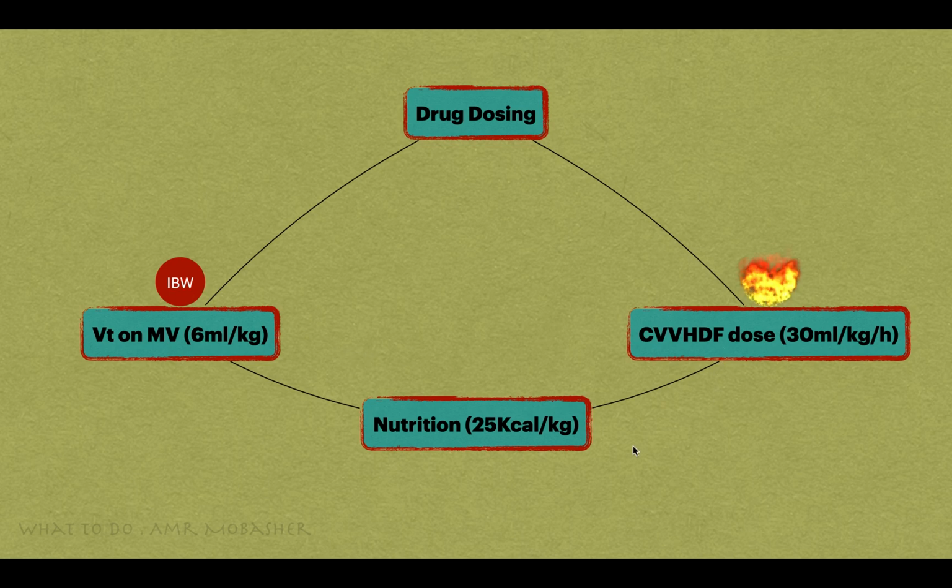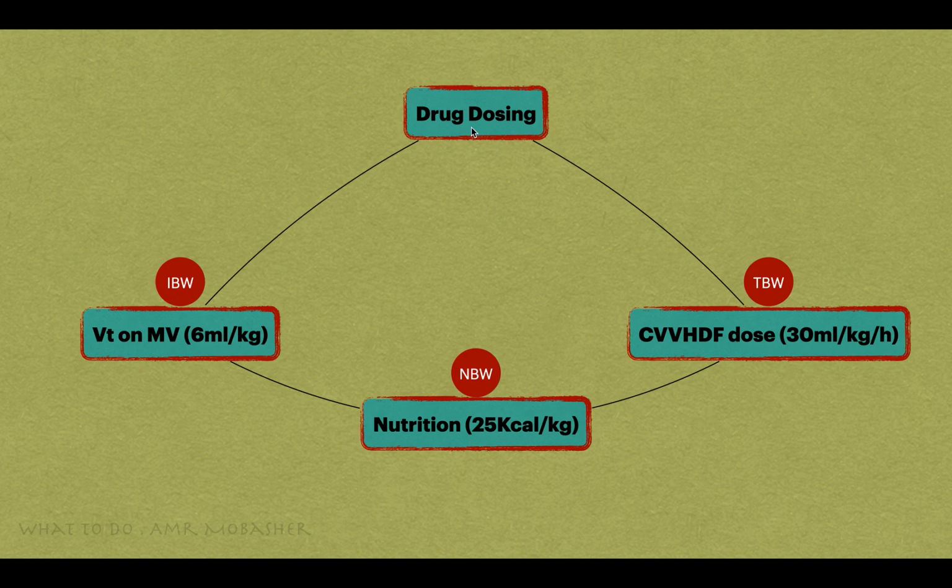For hemodialysis dose, it's still a debatable part whether to use ideal or total body weight, but most hospitals use total body weight for the CVVH dose, because we need to clear the whole body volume. So that's why they use total body weight in this case. For the nutrition, 25 kilocalories per kg, use nutritional body weight.